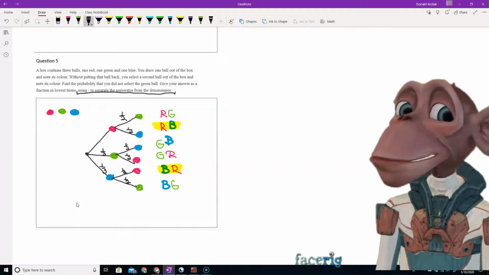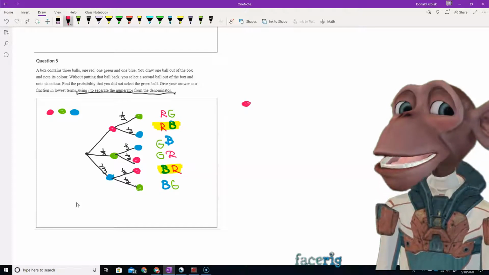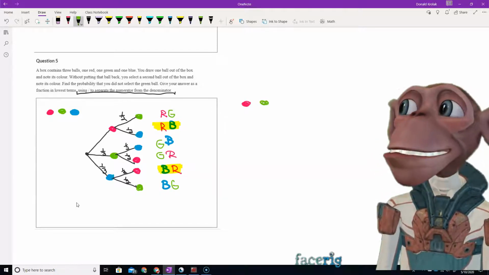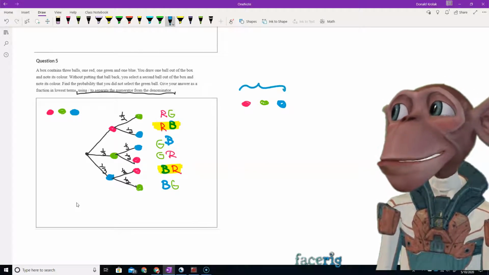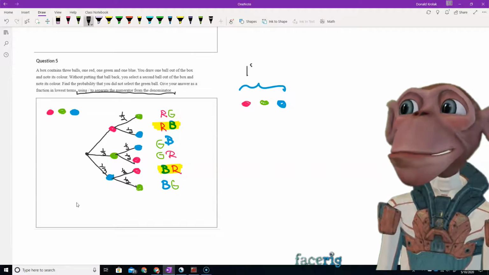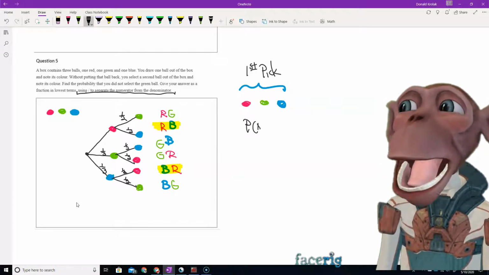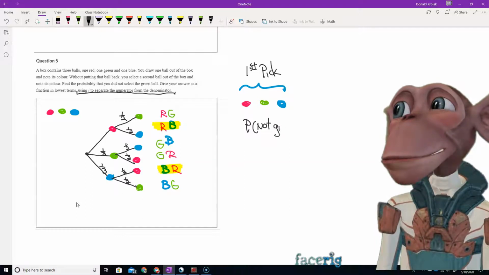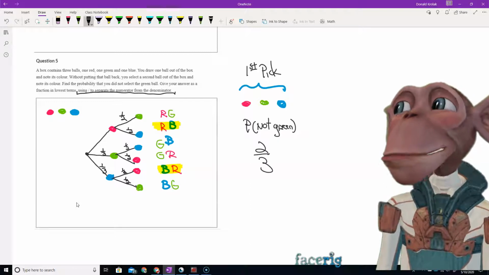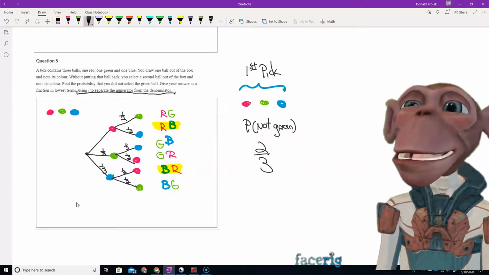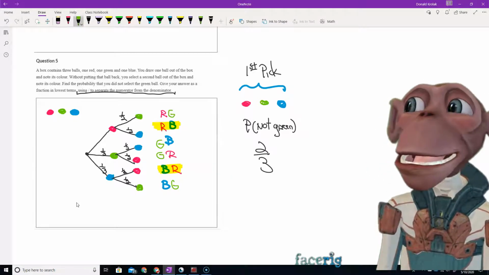Okay, so a couple of ways you can do this. One is, if you just think about the situation this way, we've got a red, we've got a green, we've got a blue. All right, so my first pick, I'm going to pick one of these. So the probability of not green is 2 out of 3. All right, so once I pick that first one not being green, then there's only 2 balls left.